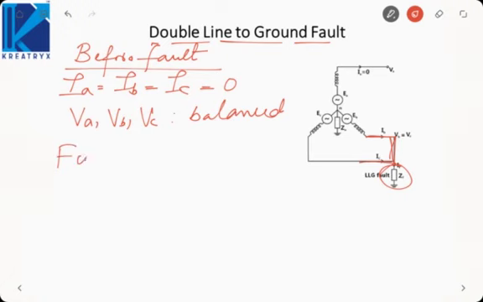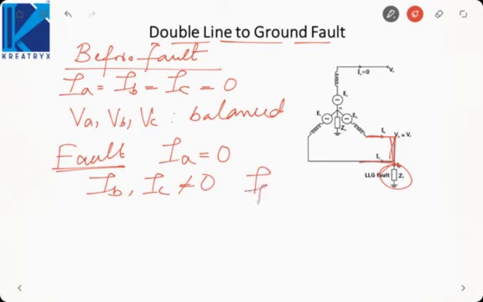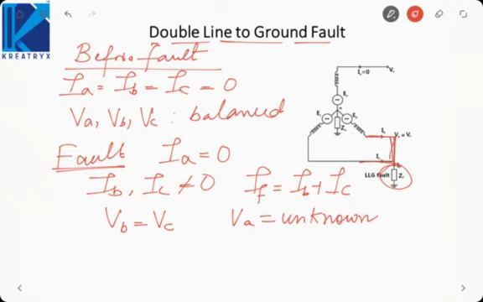Now when the fault occurs, since A phase is unaffected, it will remain 0, but here IB and IC will not be equal to 0, and here the fault current, the current going into the ground, is equal to actually IB plus IC. Since B and C phase are shorted, VB will be equal to VC, whereas VA will be unknown. And VB is equal to VC, and VB is equal to VC is equal to how much?